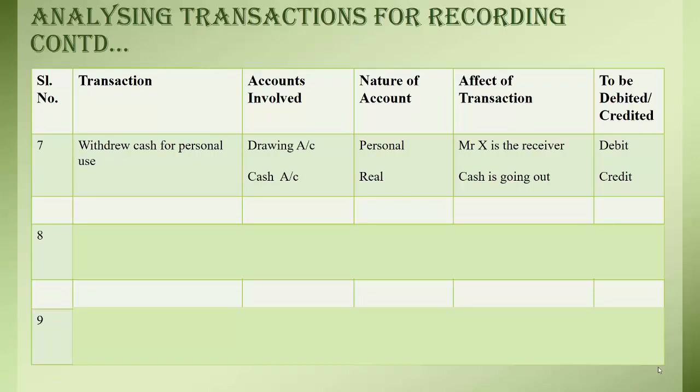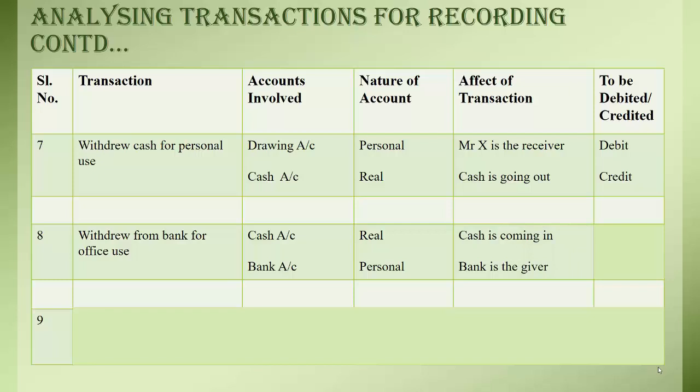So our next transaction is withdrew from bank for office use. Here the business is withdrawing cash from bank for office purpose. So the accounts involved in this transaction are cash account and bank account. Cash is a real account while bank is a personal account. So the rule for the real account will be applied on the cash account and the rule for the personal account will be applied on the bank account. So the cash is coming in and bank is the giver. So bank account will be credited and cash account will be debited.